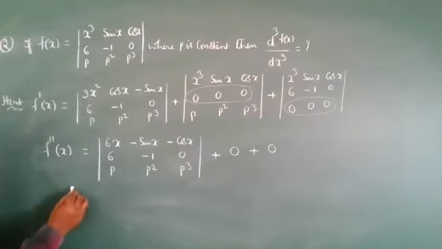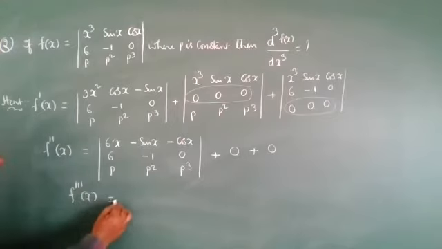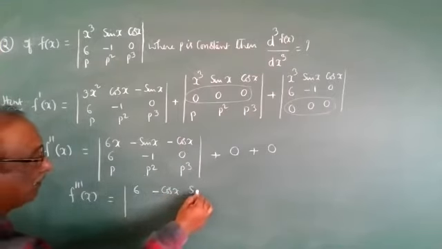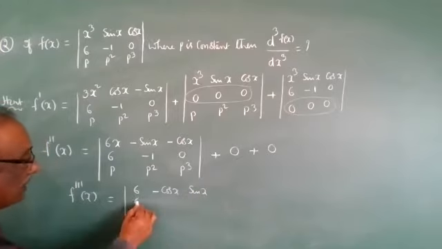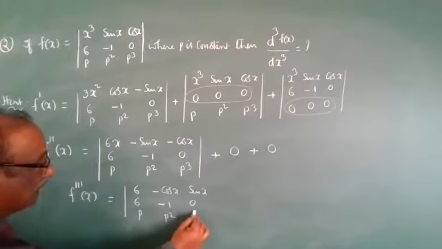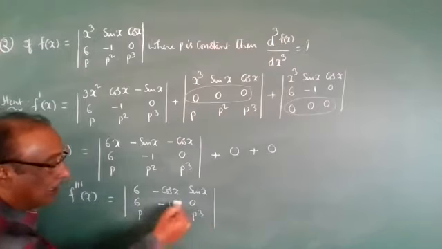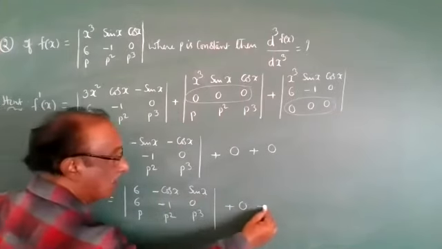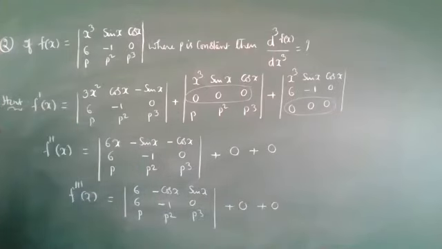Now apply the third time derivative. In the first row, the derivative of 6 is 6, and of minus cos x, minus minus is the plus sin x. The second row is the same, the third row is the same. The second row derivative, all elements are 0, its det value is 0. Third row, all elements are 0, its det value is 0. Expand only the first row, we get the answer.